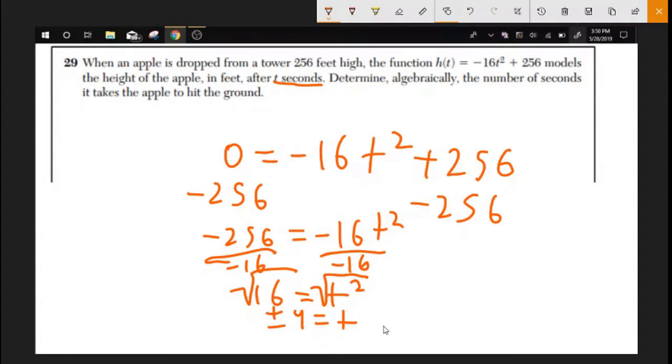So now we need to determine if it's a positive or a negative 4. That is the answer, because there's really only one answer to this. It wouldn't make sense if it's negative 4 seconds, because the experiment didn't start before 0 seconds. So the answer has to be 4 seconds.